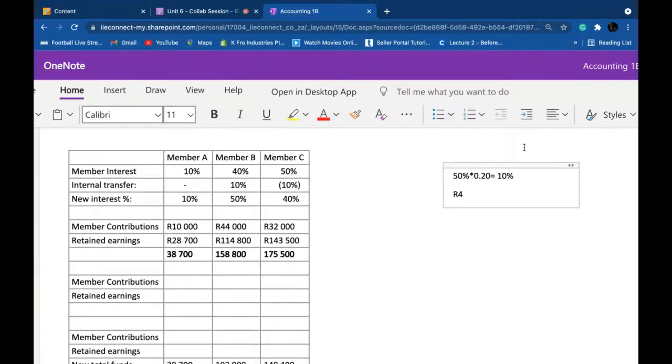So we know that there is 44,000 in contribution. Oh, sorry, it's from member C to member B, right? Okay, yeah. So we're saying 32,000 contribution that member C has times 10%. What do we get? 3,200. Okay, and we might as well just do the retained earnings now as well. So 143,500 times 10%, 2,350. Am I telling the truth here?